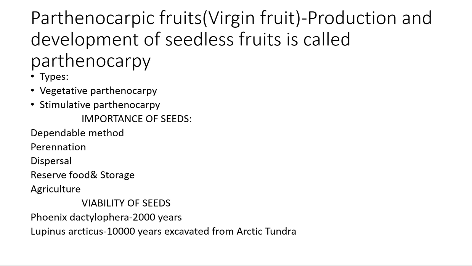So seeds are also containing reserve food and can be stored for later use. And next is agriculture. Now, agriculture means that seed is the basis of agriculture. Agriculture originated when humans learned to eat, store, and sow seeds, and then agriculture proved to be a turning point for evolution of human civilization, industrialization, science, and technology.